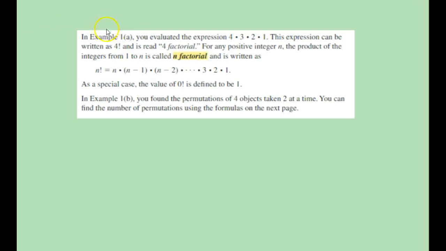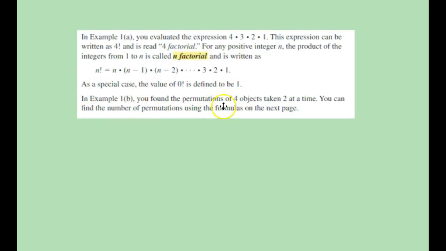So here's what we kind of looked at. In that first example, we evaluated 4 times 3 times 2 times 1. So this is written as 4 with an exclamation point. That exclamation point is called our factorial. So here's what this means. For any positive number, the product of integers from 1 to that number is called a factorial. So if I take that number and I multiply it by everything below it, all the way to 1, that's called a factorial. Just keep in mind when we're dealing with factorials, the value of 0 factorial is going to be 1. So that just helps us.